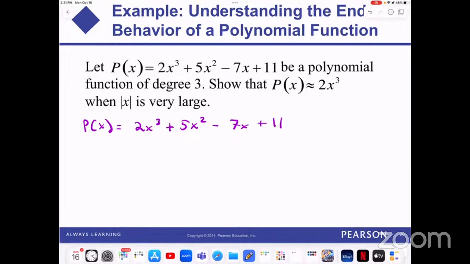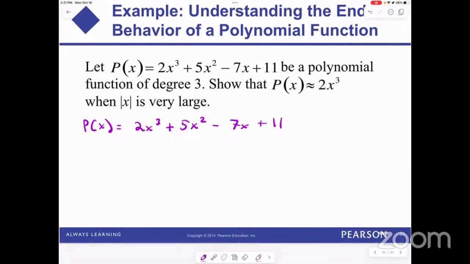Okay, so then let's factor out x cubed from all terms. So if we factor out x cubed, then we're going to be left with 2 plus 5 over x minus 7 over x squared plus 11 over x cubed.